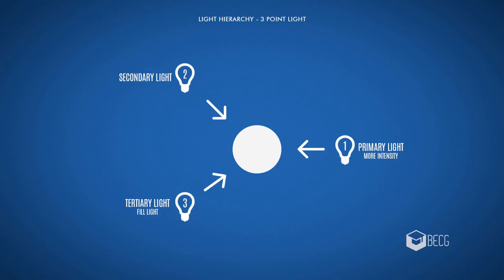The secondary light will be acting almost like a fill light in the scene with a lower intensity. In this case, positioned on the other side of the object, acting almost like a rim light. And the third light here can be used as a fill light to balance those two out and to give us a more pleasant overall result.